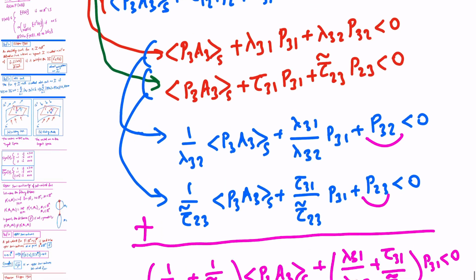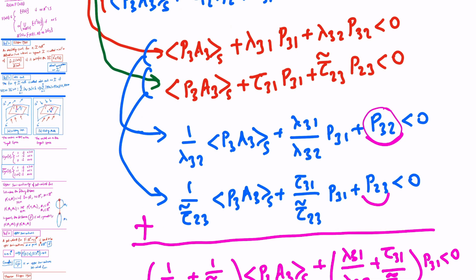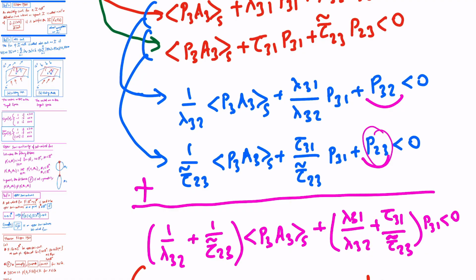In order to isolate this term, I am dividing each constant by this coefficient in order to isolate that term. And again, P32, what does it mean? It means P3 minus P2, and then P23 is P2 minus P3. And when we sum them up, we basically have 0, and we eliminate that expression.